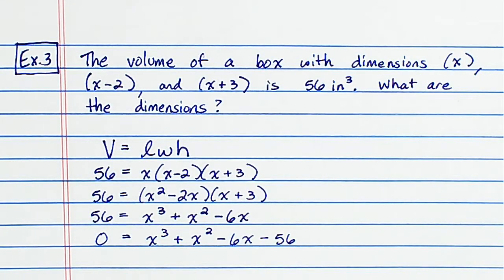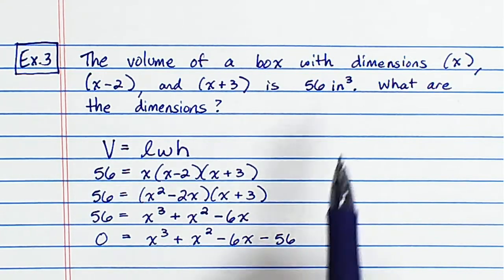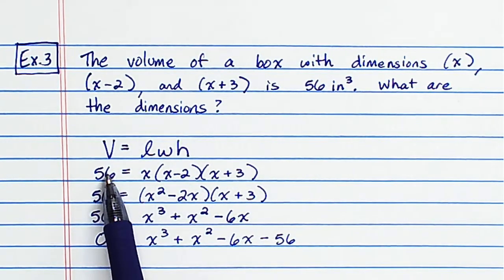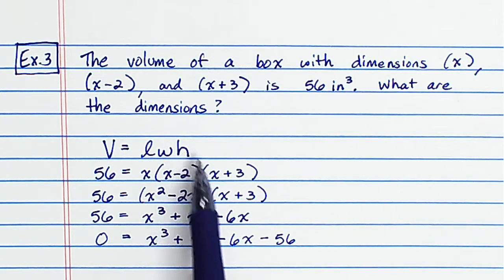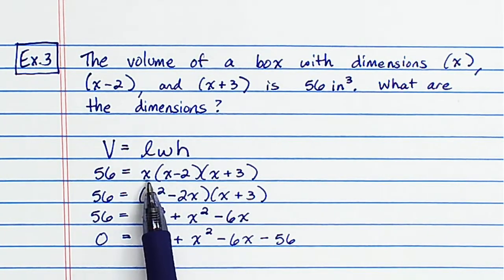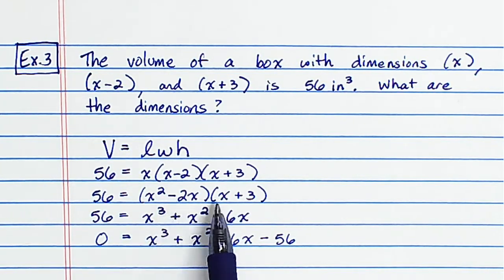Okay, so if I fill in the volume, which is 56, and the length, which is x, the width, which is x minus 2, and the height, which is x plus 3, I distributed this x into here, and then I FOILed these two binomials to get x cubed plus x squared minus 6x. Now, we've been saying since the beginning of time, in order for me to solve, I have to bring everything over and set it equal to 0, so I brought the 56 over and set it equal to 0.